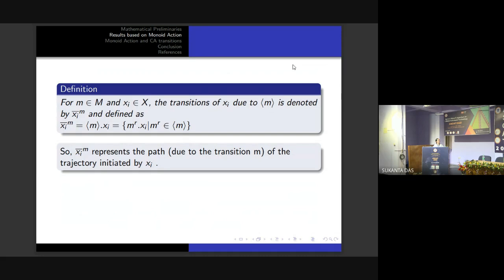Now with that, we take the set generated by m. Since that is also a monoid, and my monoid action required one monoid and another well-defined set, the set generated by m gives me a monoid, and we have our original set X. So when X is acted upon by the set generated by m, that also will hold my monoid action. So that has been done. And what is the path which I get? If xi is any point of the set X, the path initiated from xi will be xi, m xi, m square xi, and so on.